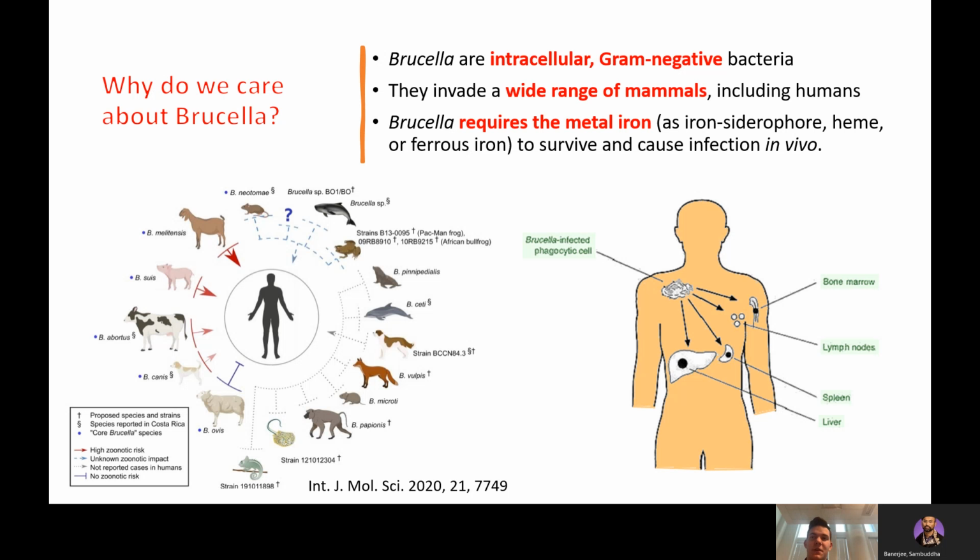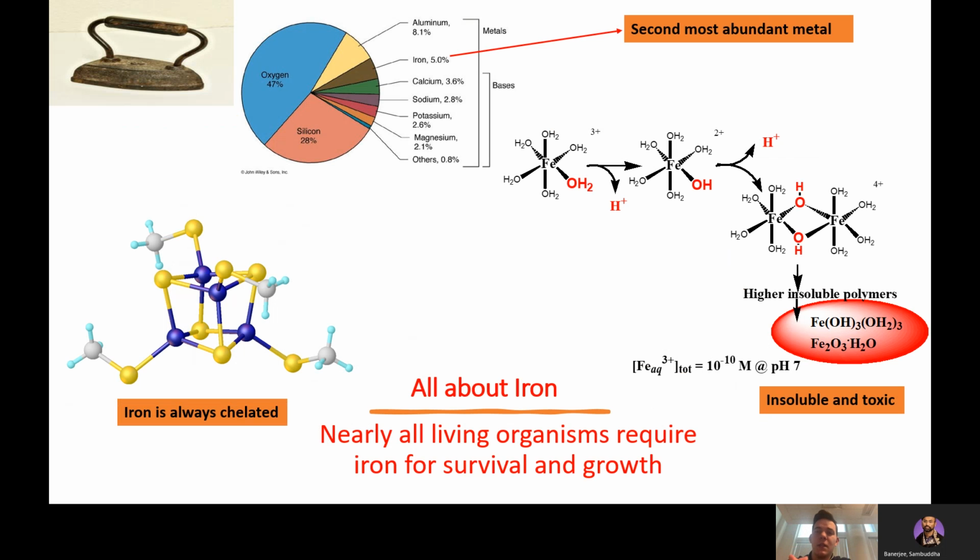And so, since it's intracellular, it needs to acquire everything from the host. And so, it's going to upregulate iron transport systems to acquire its iron. So, iron is very important for most living species, and it is the second most abundant metal. So, while it's really important, it's also toxic.